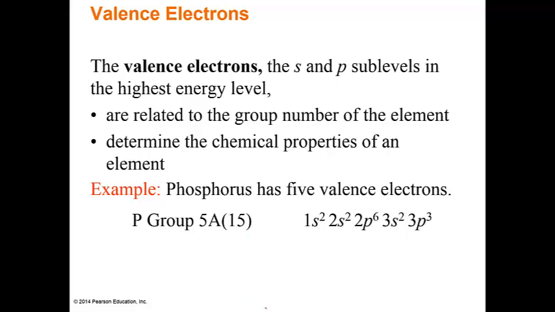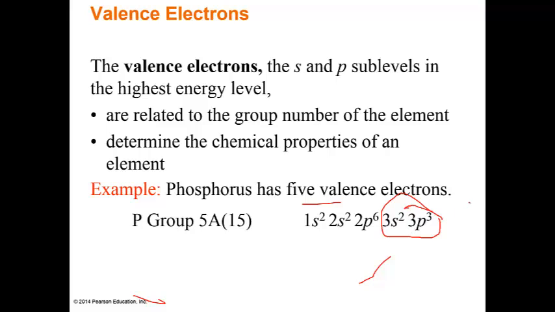It's related to the group number of the element and determines the chemical properties of an element. Okay, so for example, we have phosphorus. Phosphorus has 5 valence electrons. Well, how can we determine that? Well, if we look here, the highest orbital, okay, so we have 3s2 and 3p3. Well, 3 plus 2 is 5, meaning to be stable, since we're looking for normally 8 in the octet rule.